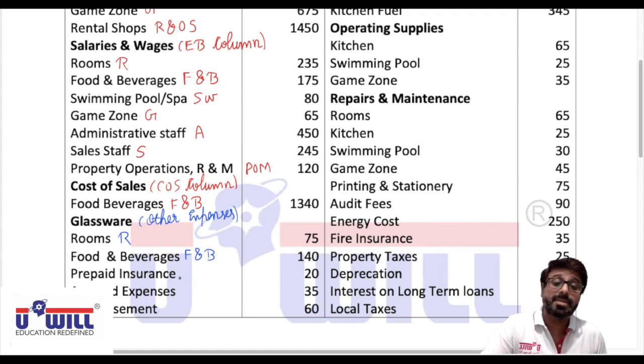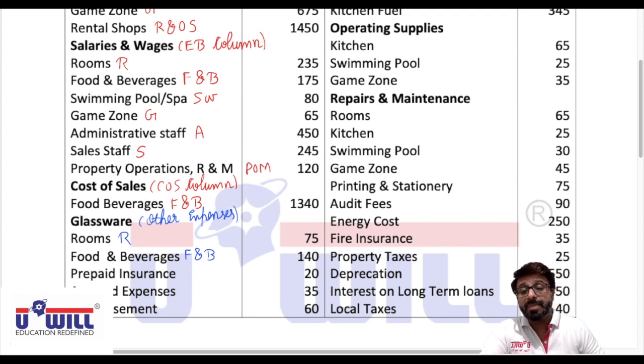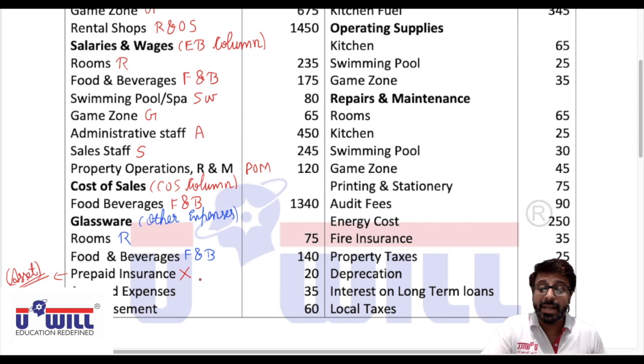Prepaid insurance, no effect, because it is an asset. It comes in balance sheet. It will not come in P&L statement. Okay, no effect in P&L statement. Accrued expenses, outstanding expenses is a liability. It comes in balance sheet. No effect in profit and loss statement. Right now we are making only profit and loss statement.